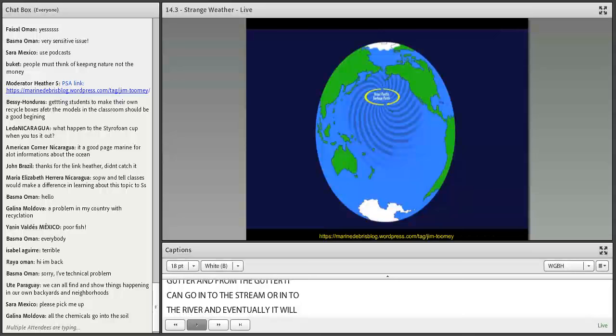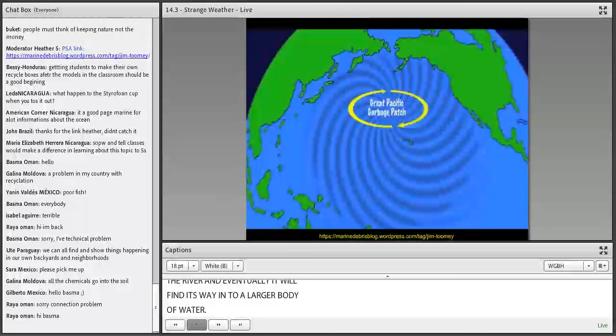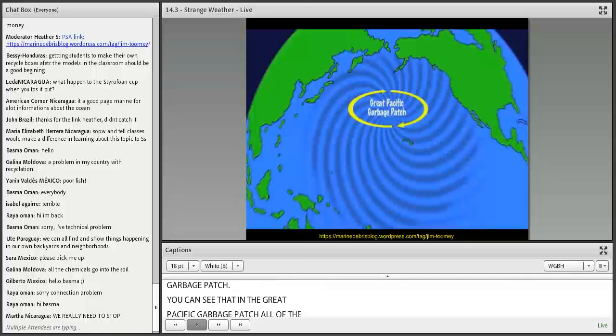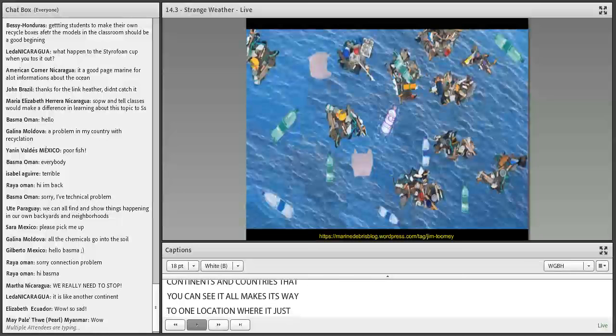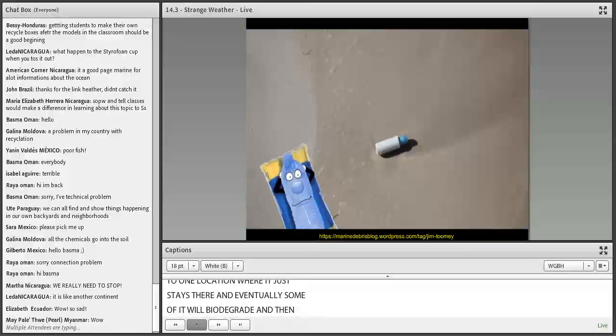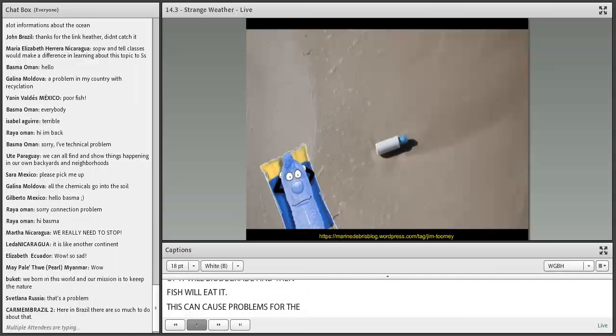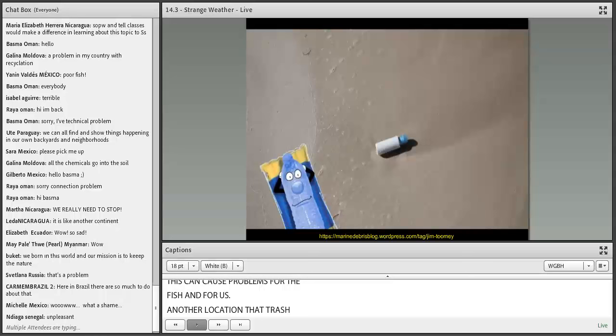One of the big concerns that we have now is the Great Pacific Garbage Patch. You can see that in the Great Pacific Garbage Patch, all of the trash coming from all of the continents and countries that you can see, it all makes its way to one location where it just stays there. And eventually, some of it will biodegrade, and then the fish will eat it. And this can cause problems for the fish and for us. Another location this trash appears is on beaches. Sometimes you can go to a beach where there are very few other humans, and you'll see trash.